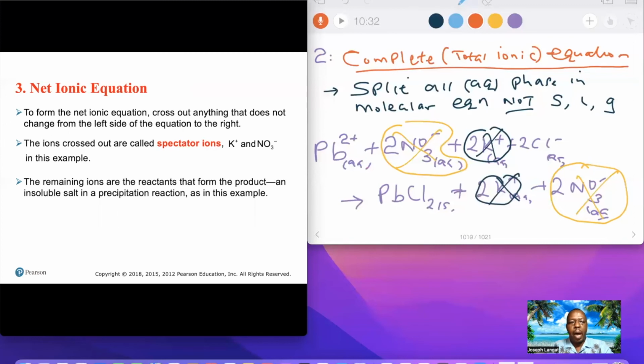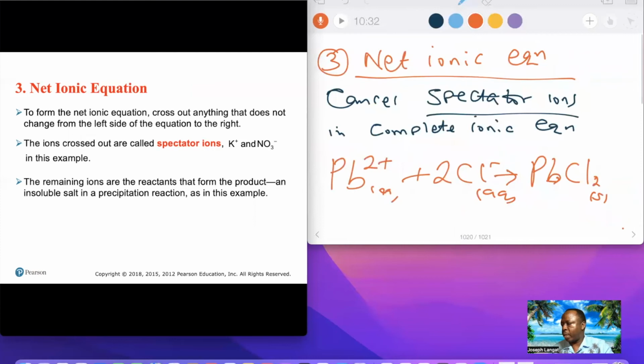The remaining ions are the ones that form the product. What we mean by the product is the solid product: the solid product, insoluble, the precipitate. We need to keep track of the precipitate for that. And that is our what?